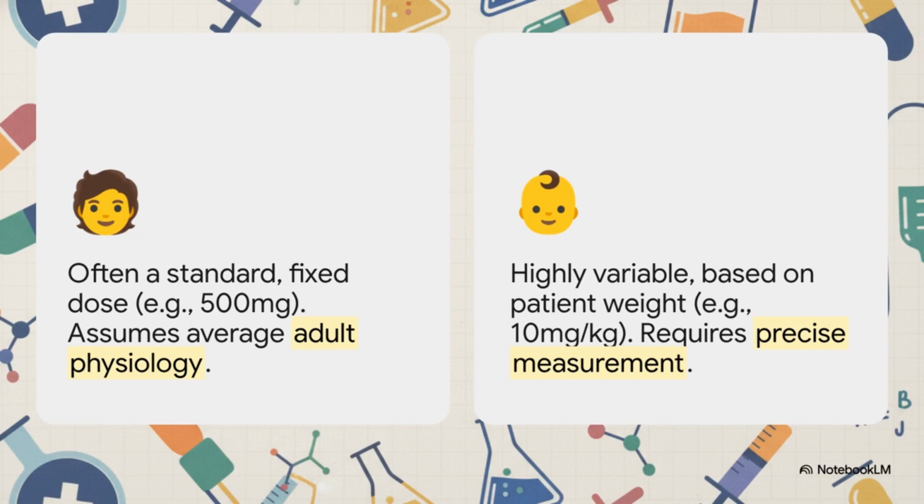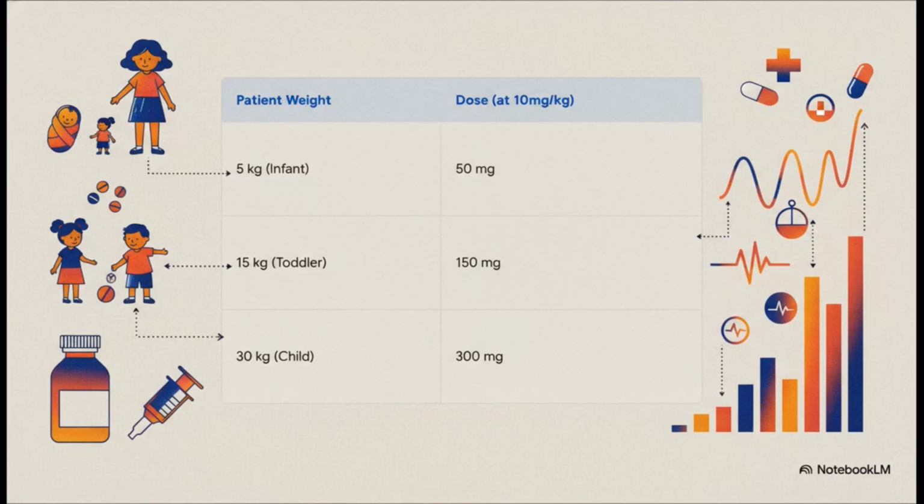Their doses are almost always tailored to their exact weight because their smaller, developing bodies handle medication so differently. And just look at this table to see how much of a difference it makes. With a sample order of 10 milligrams per kilogram, the actual dose changes dramatically. A tiny 5-kilo infant gets 50 milligrams, but a 30-kilo child needs 300 milligrams. You can see how getting that weight even a little bit wrong could lead to a massive dosing error.